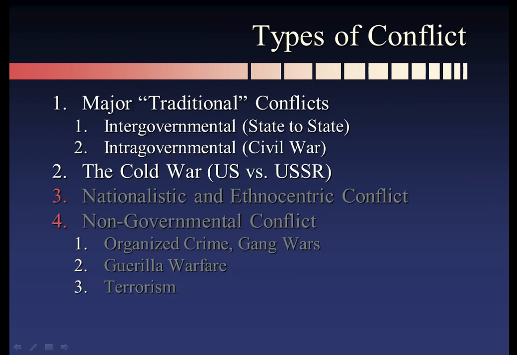Okay, so when we talk about types of conflict, there are the traditional conflicts, and that's really what you think of when you think of war. And there are two kinds. There's the intergovernmental, which is state to state, right? So like World War I, World War II, those sorts of things. And they don't have to be that big. It can just be between two groups too. Intragovernmental, and those are going to be your civil wars.